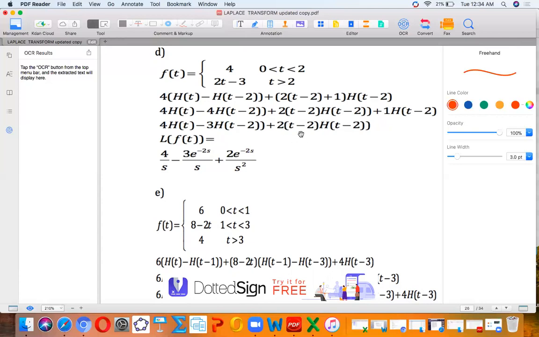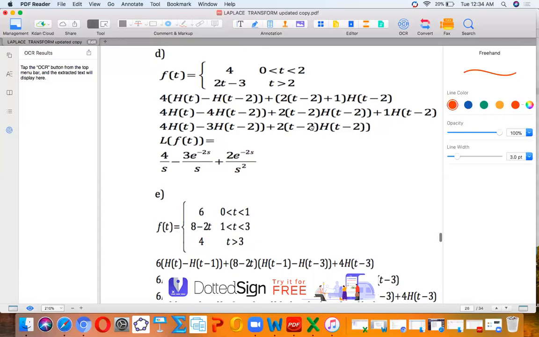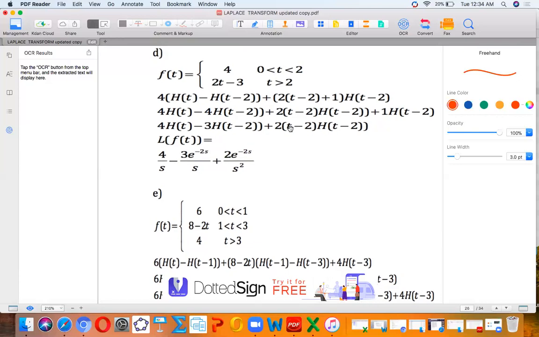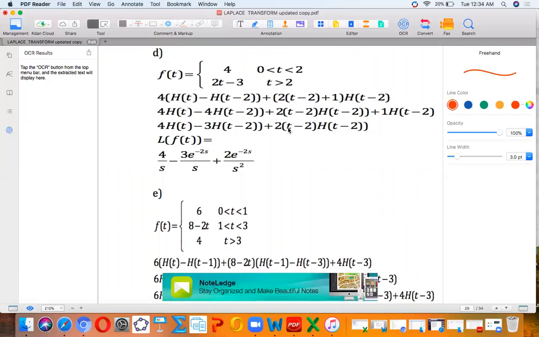Now, t minus 2, remember I said when you're finding the transform, you forget about the 2 that's here. So there's a transform of t, and the transform of t, you know it's what? It's 1 factorial over s to the 1 plus 1. So that's why I have s squared.